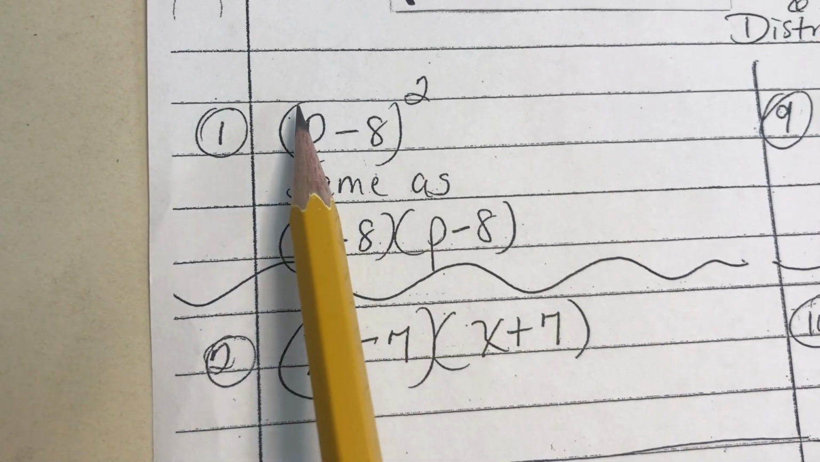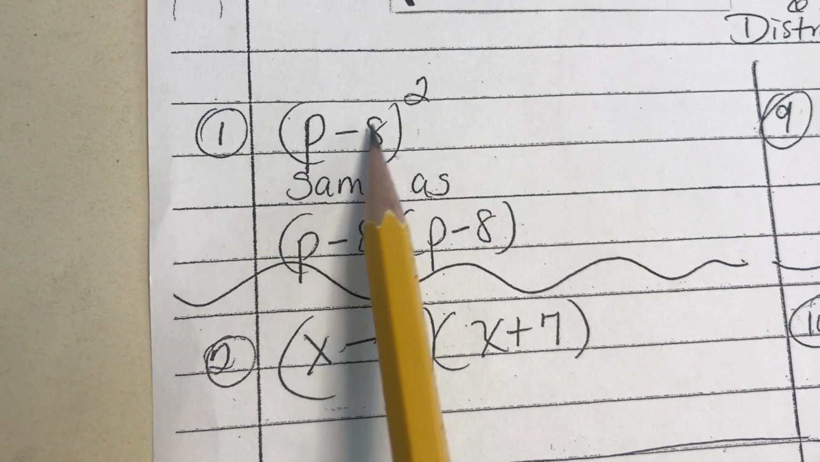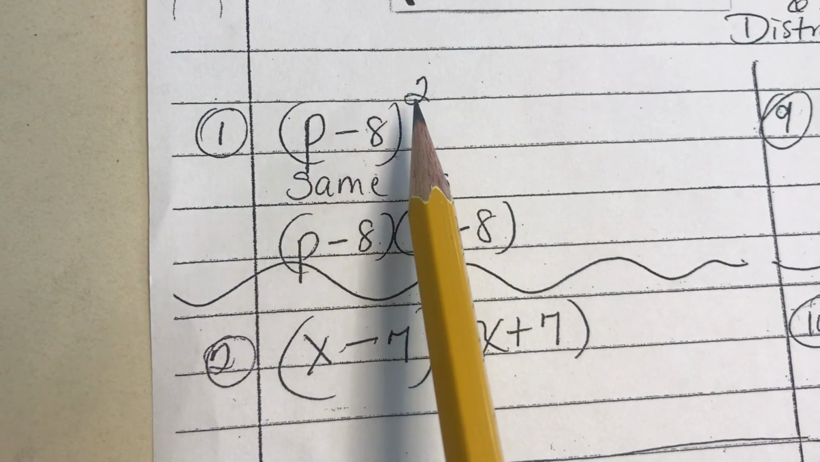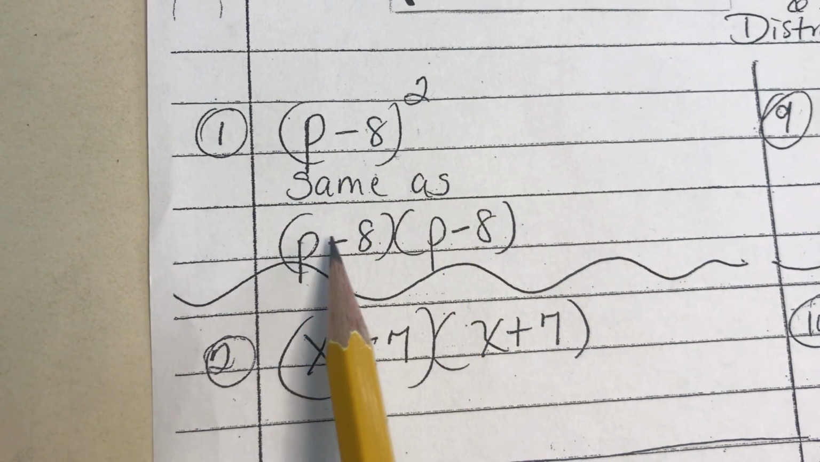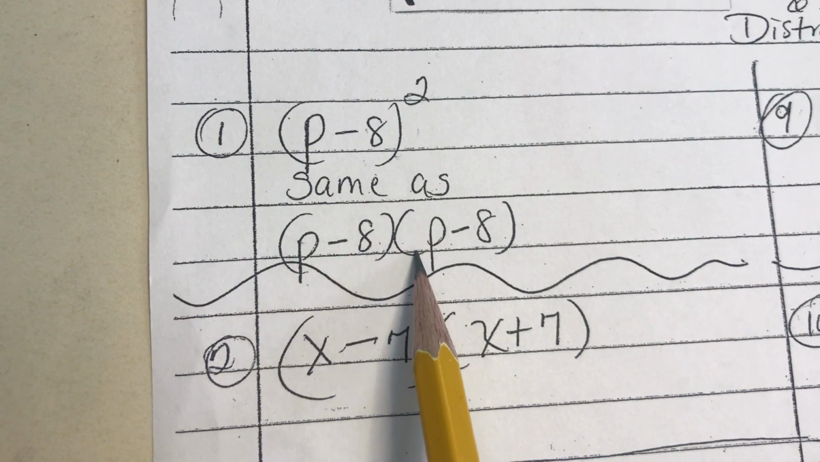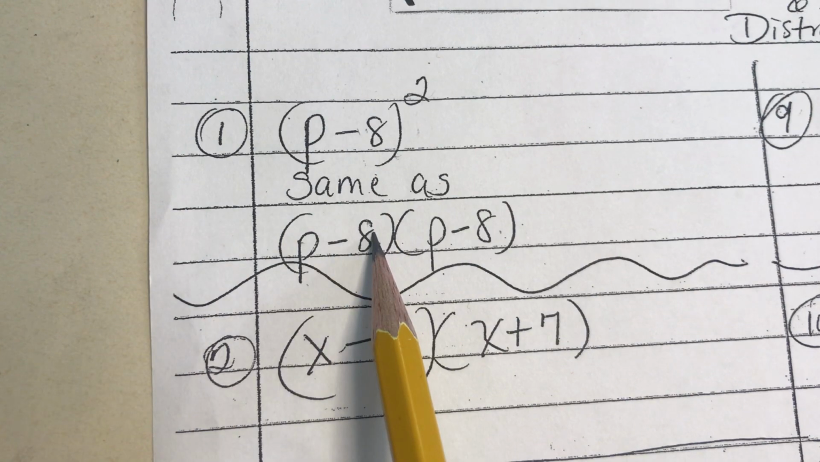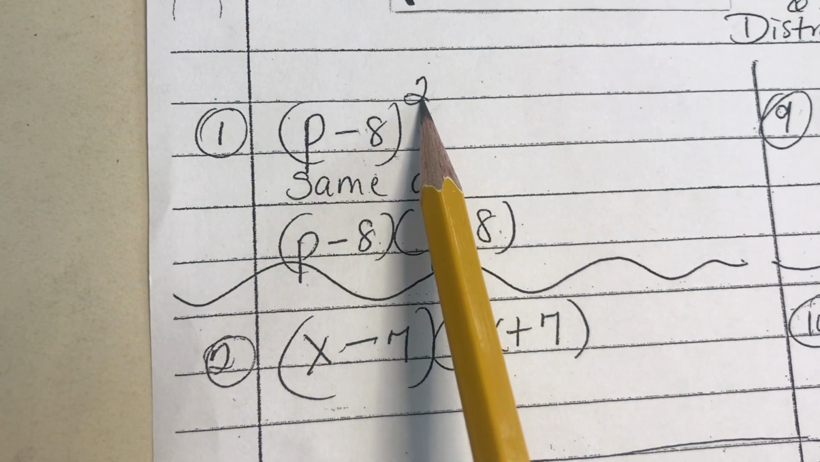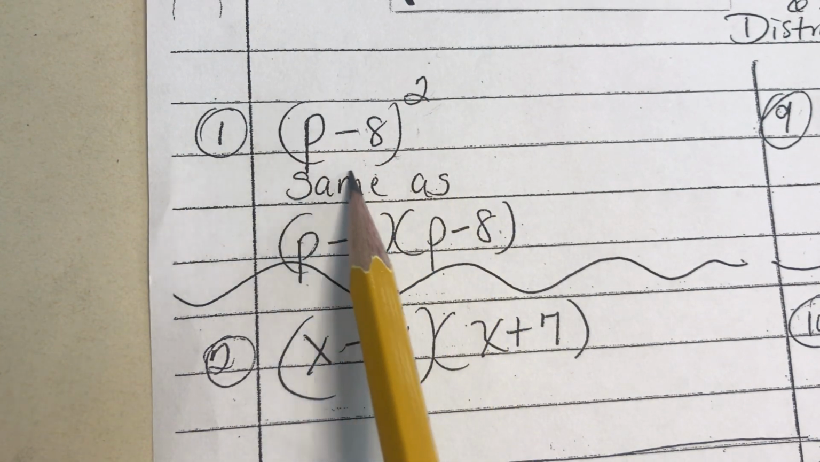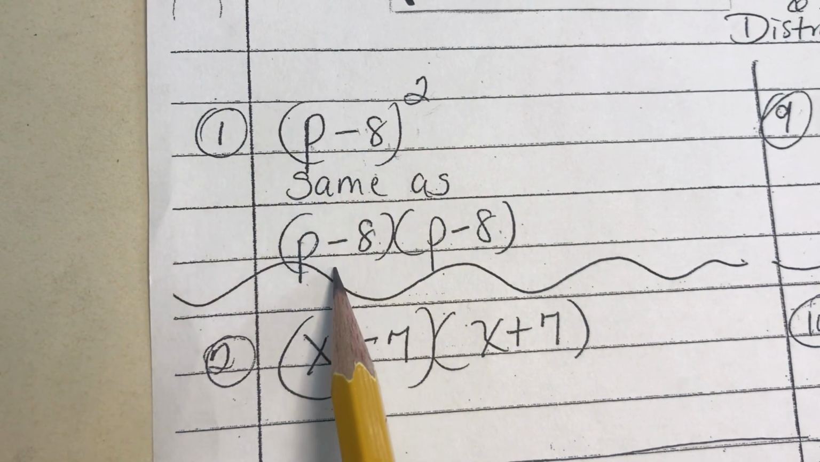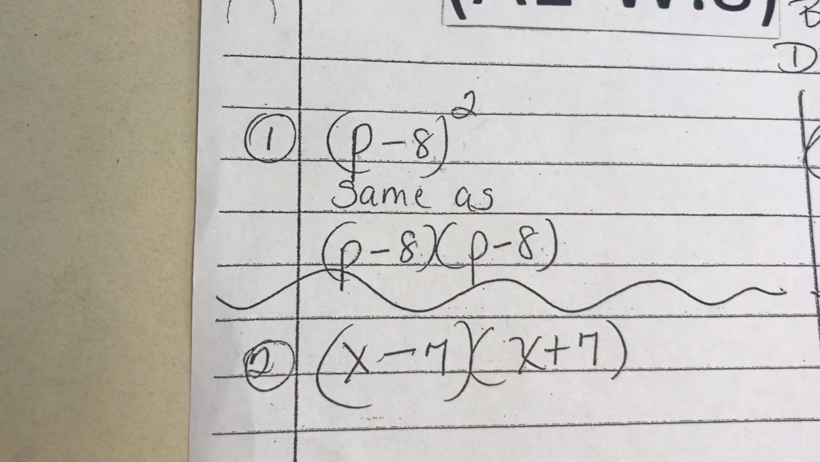You can either see parentheses p minus 8 squared, or you can see parentheses p minus 8, parentheses p minus 8. Both of these are the exact same. The 2, the exponent in the air, just tells you how many times to write p minus 8, and we're going to multiply them together.